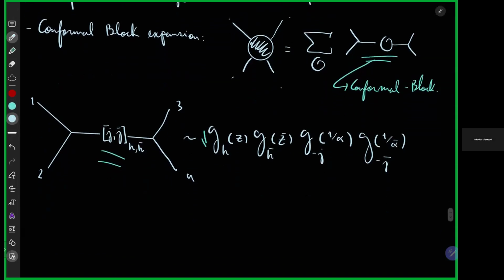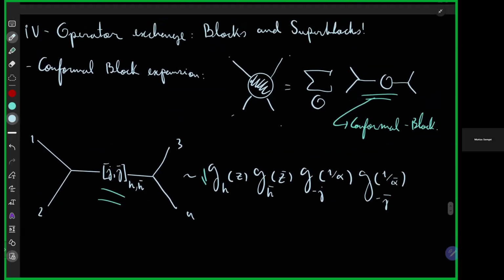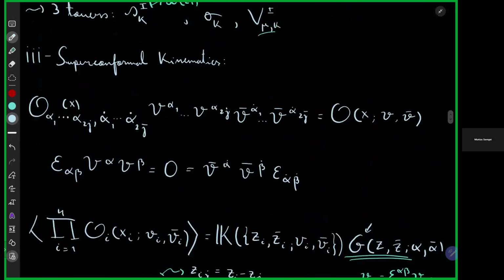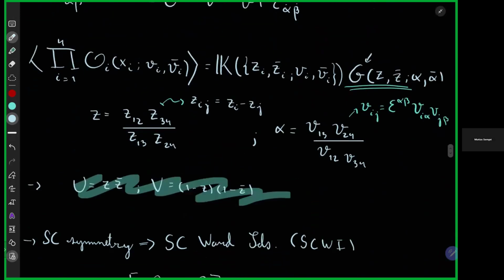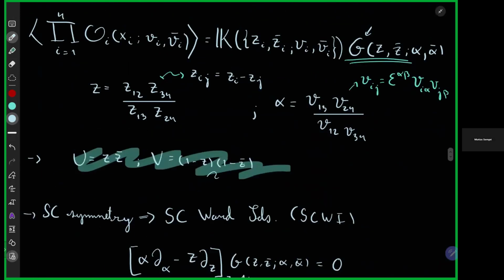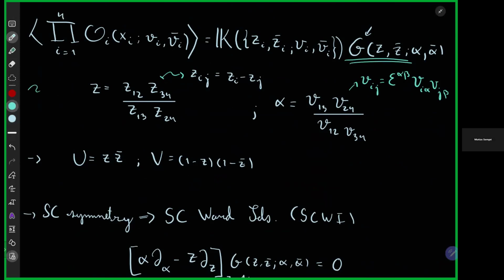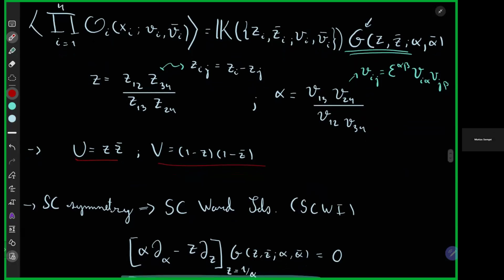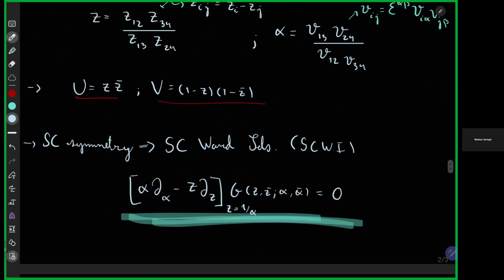Oh, and there's something important that I forgot to mention, sorry. Let me return here. These U and V variables are going to be very important in what follows. But note that they are symmetric functions of Z and Z bar. So we can only write symmetric functions of Z and Z bar in terms of U and V. This is important. We can't write any function of Z and Z bar in terms of U and V.